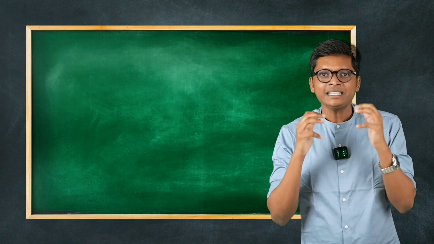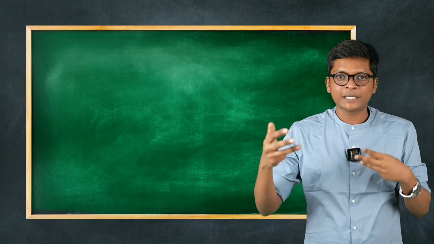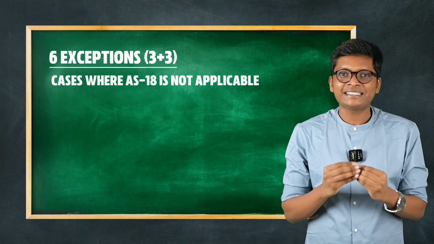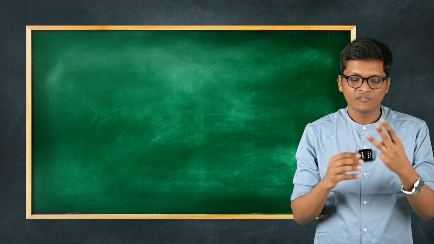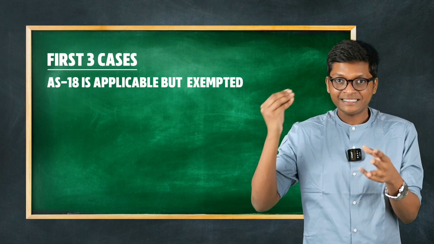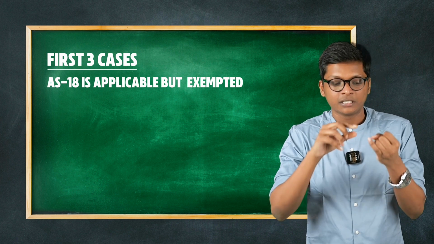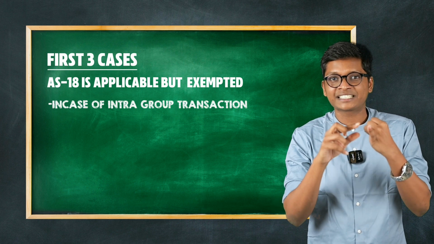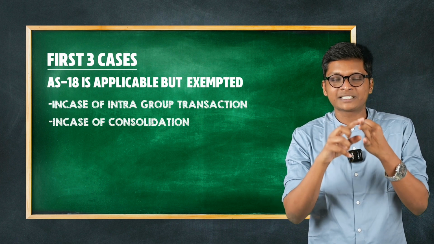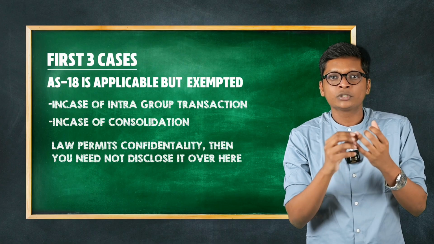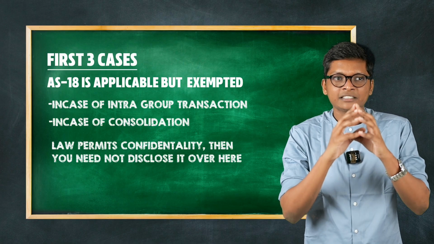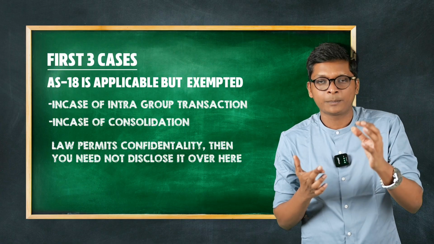Last part, 3 or I would say 6 exceptions, 3 plus 3 cases where AS 18 is not applicable. First 3 cases where AS 18 is applicable but exempted. In case of intra-group transactions, in case of consolidation, law permits confidentiality, then you need not disclose over here. These are 2 cases where AS 18 is not applicable.